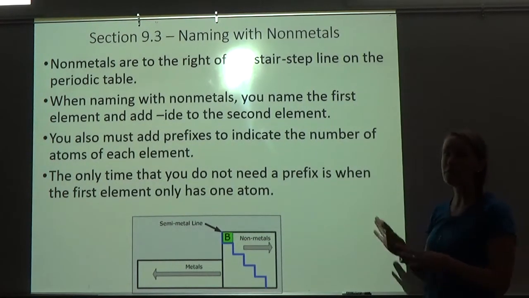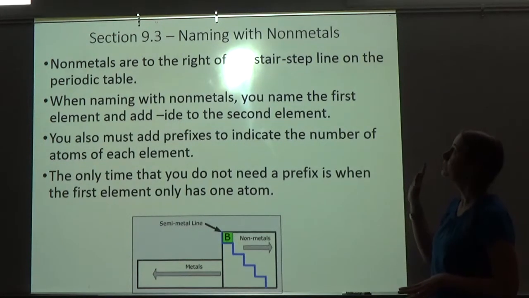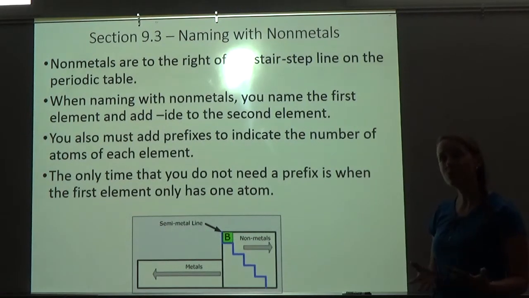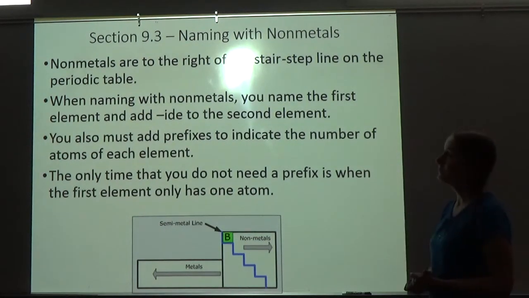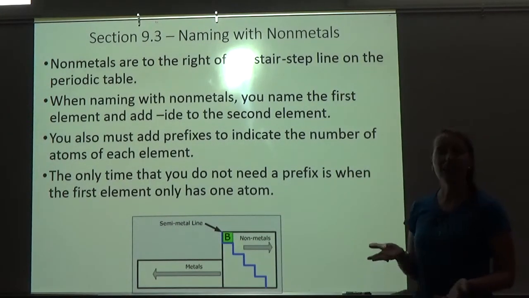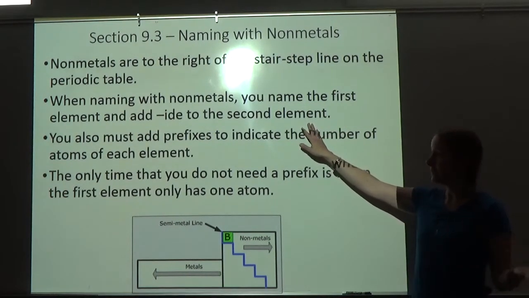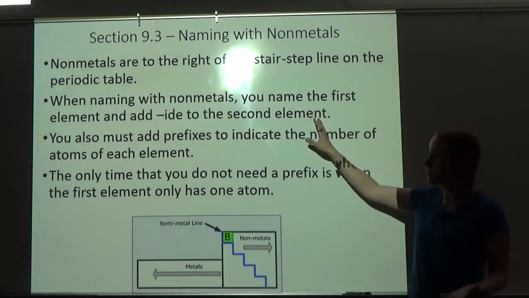So remember, nonmetals are to the right of the stair step on the periodic table. They also include hydrogen, but most of the compounds I give you that start with hydrogen will be acids, and we'll talk about those in section 9.4. So when naming with nonmetals, you name the first element and add "-ide" to the second element. So that's very similar to how we name when it's a metal and a nonmetal. So now it's just two nonmetals.